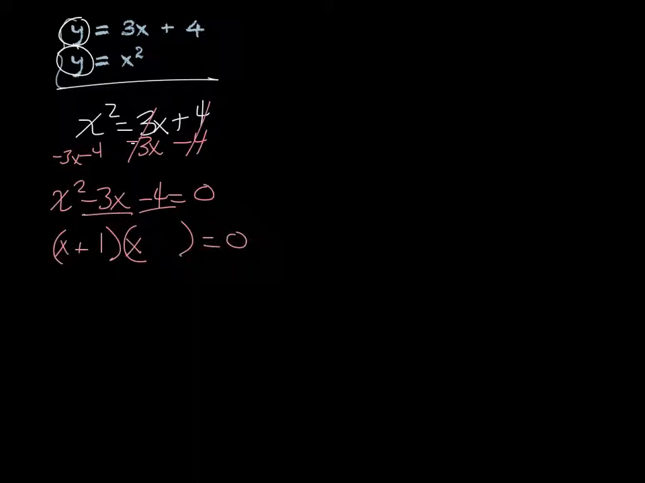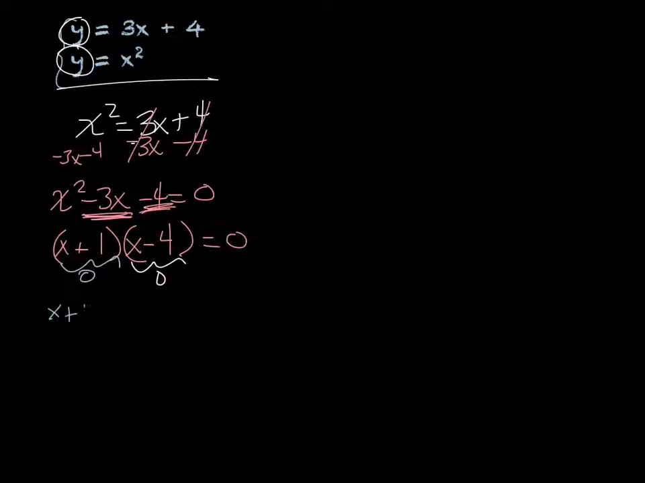So plus 1 minus 4. Negative 4 plus 1 is negative 3, so we're good. 1 times negative 4 is negative 4, so we're good. And then if we FOIL it back out, we would get that. So always check by FOILing. So I need to set this equal to 0 and the x minus 4 equal to 0.